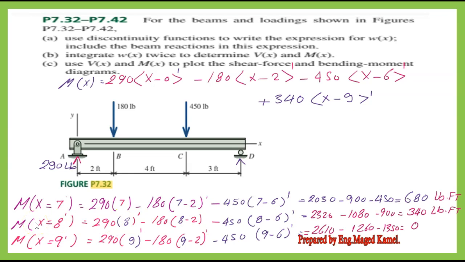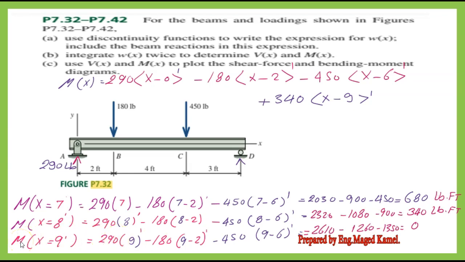For x equal 8 feet, M of x equal 8 equals 290 by 8 raised to the power of 1 minus 180 multiplied by (8 minus 2) raised to the power of 1 minus 450 multiplied by (8 minus 6) raised to the power of 1 equals 2320 minus 1080 minus 900 equal to 340 pound-feet.